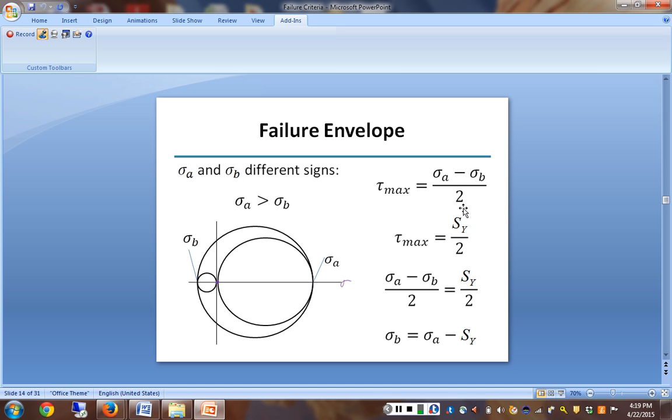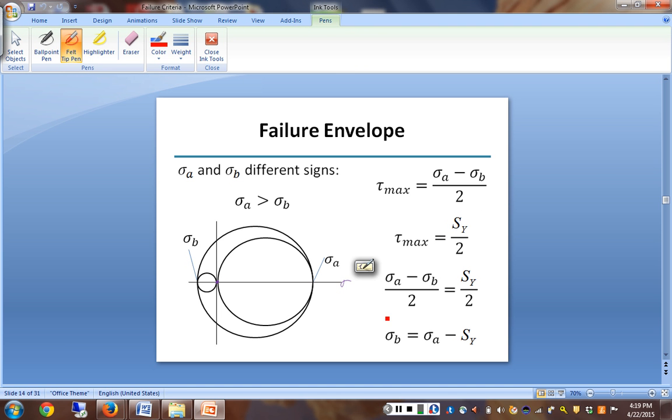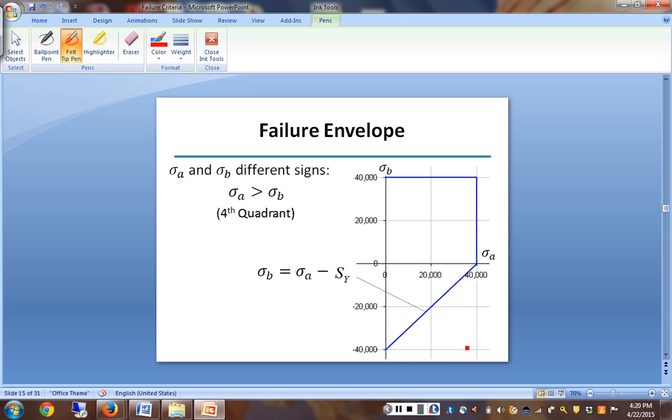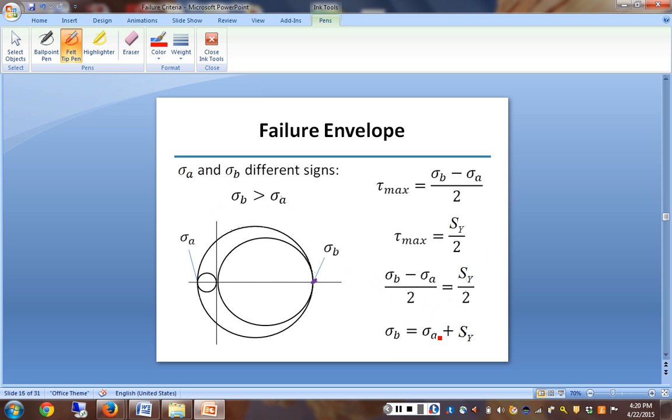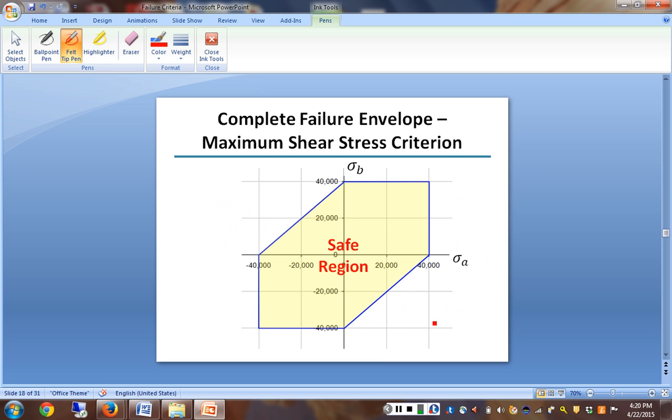And this guy now looks somewhat like y equals mx plus b. It's an equation of a line with what slope? It's a slope of 1 and an intercept of minus the yield strength. So it's a straight line. And then the same is going to be true if they're different signs, and the other way for the third quadrant, and you end up with this boundary that's a slightly different shape.